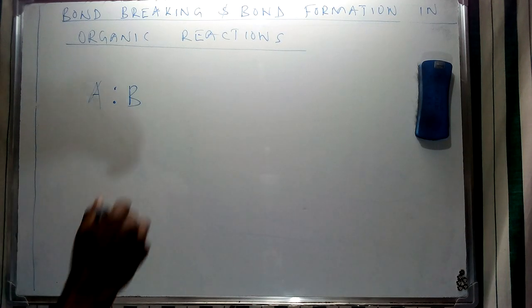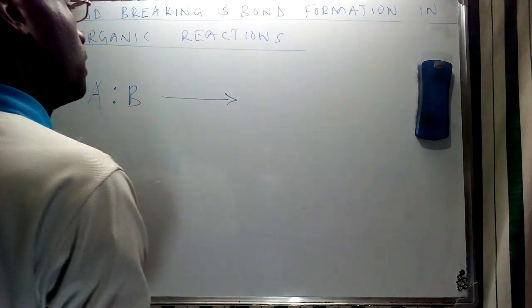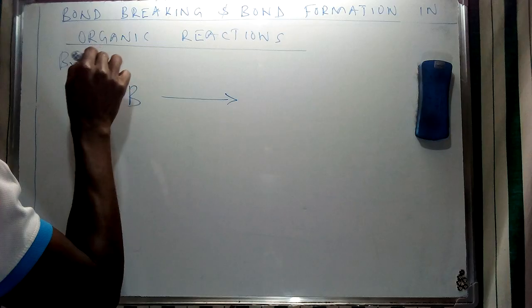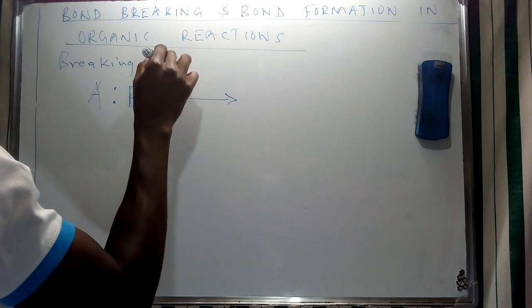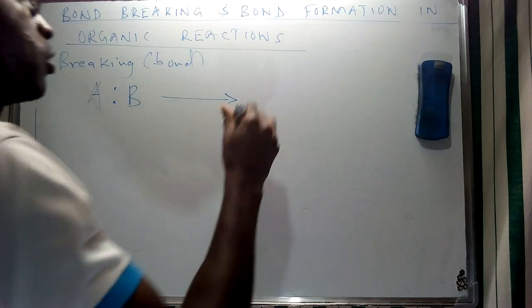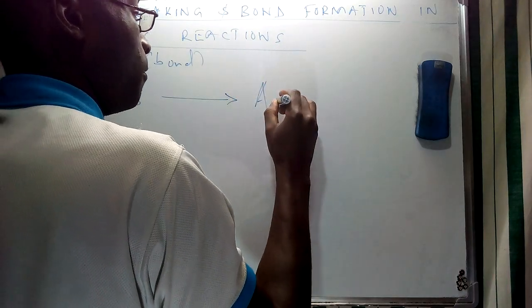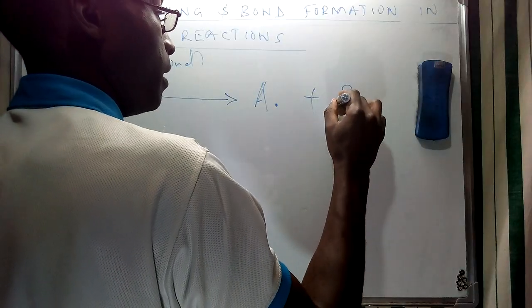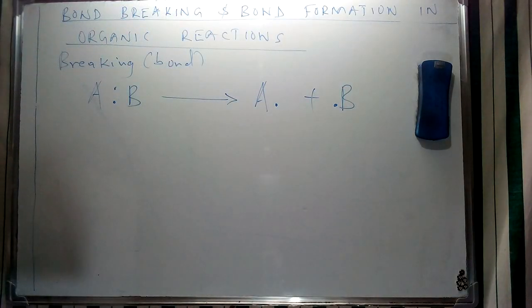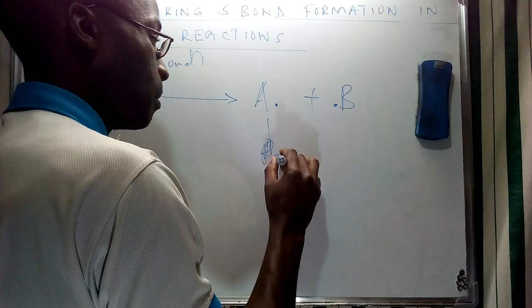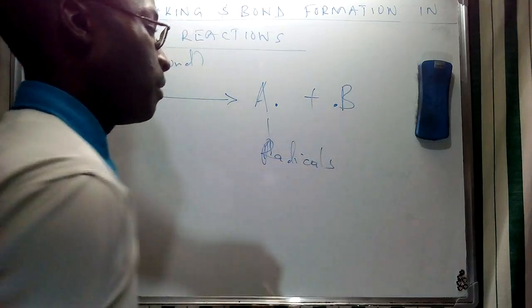Therefore, if you try to split this specific compound in the process of what we call bond breaking, we will have two different species of products which are going to be referred to as radicals. So we'll have A with one lone electron, and B having one electron as such. We refer to these specific species, which are products, as radicals, for A and B respectively.